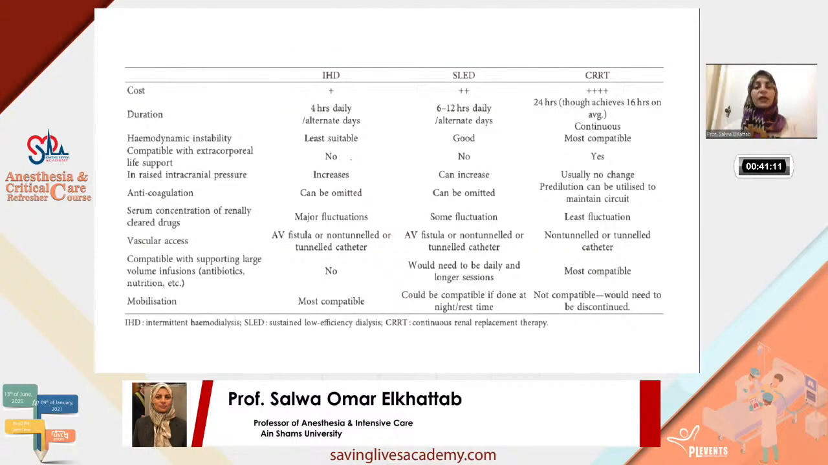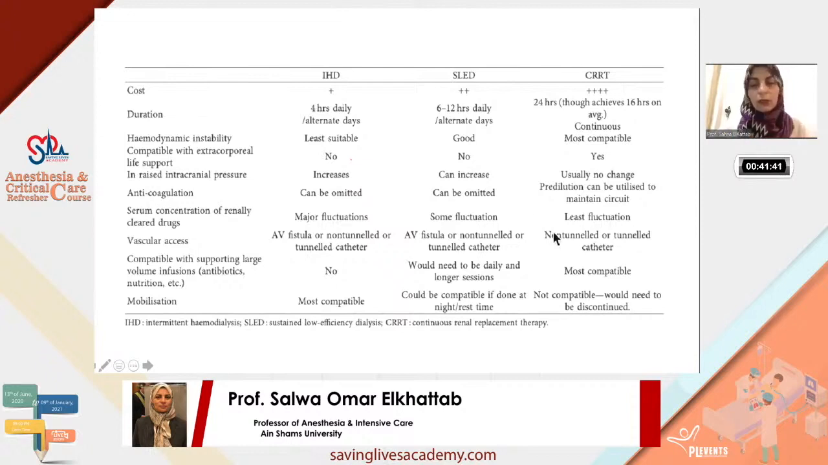This is a very nice table comparing the three of them. For intermittent, the cost is the least, while for CRRT the cost is the highest. The duration: intermittent is usually 3 to 4 hours, continuous is 24 hours, while extended is up to 12 hours. The hemodynamic instability is the highest in continuous, next is the slow extended, and the least is intermittent.